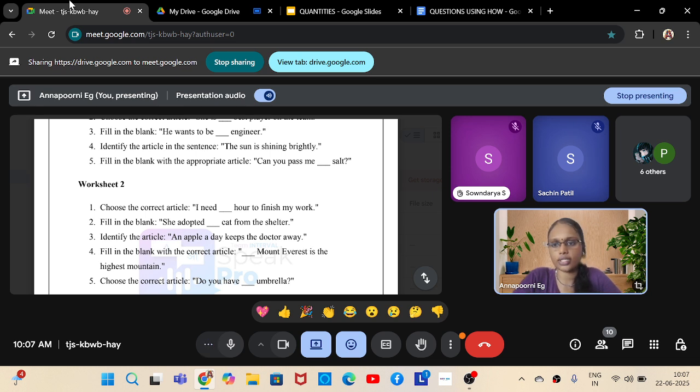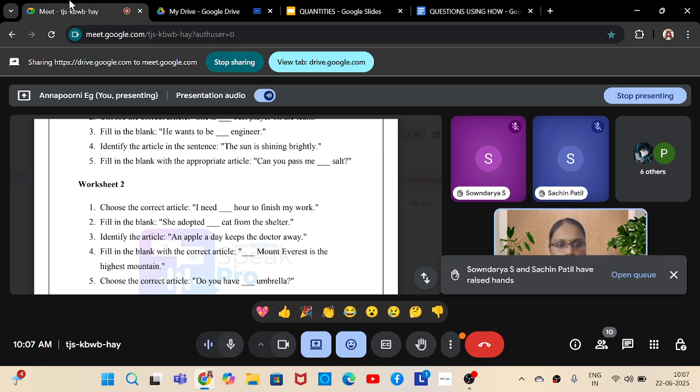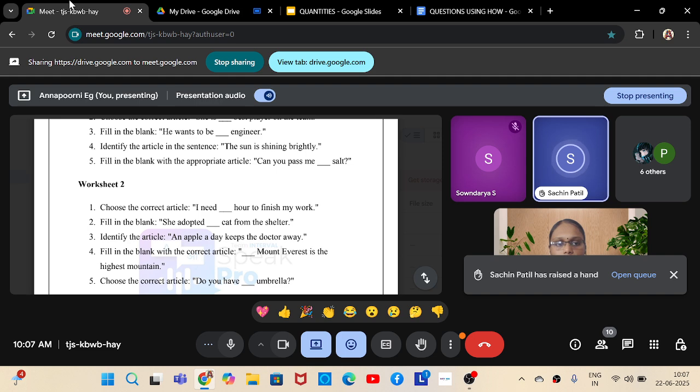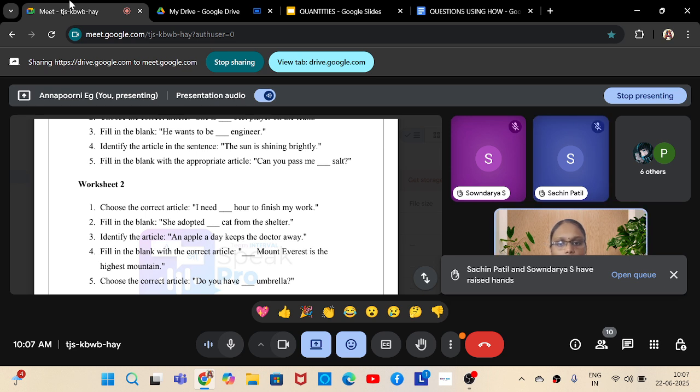All right, now moving to the second question. Fill in the blank. She adopted dash cat from the shelter. Yes, Sachin. She adopted the cat from the shelter. Okay, or you can also say she adopted a cat from the shelter. A cat is also fine, or the cat is also fine.